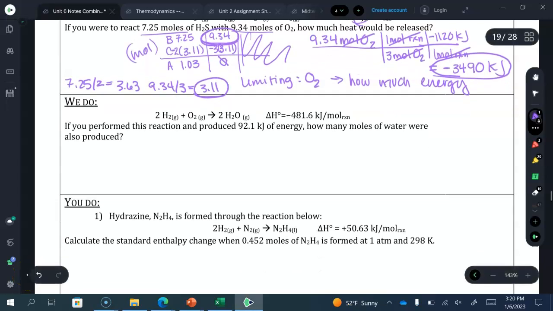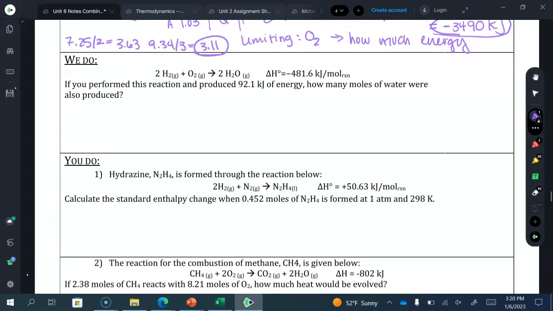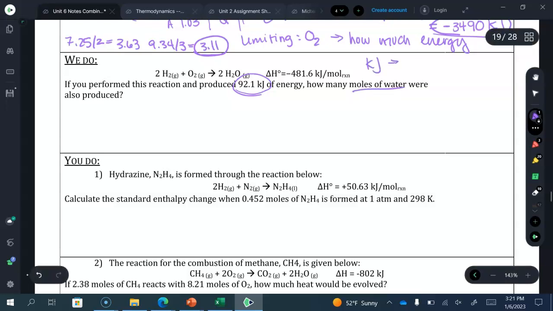Okay, finally, our You-Do. So I'm going to get us to a specific point, talking through it, and then you're going to take it over from here. So if you perform this reaction and 92.1 kilojoules of energy is produced, how many moles of water are produced? So you're going to go from kilojoules to moles of H2O. You're going to use the delta H here because that's got kilojoules and moles. And then your stoichiometric, whoops, not for H2, you want water. Your stoichiometric ratios to determine this.